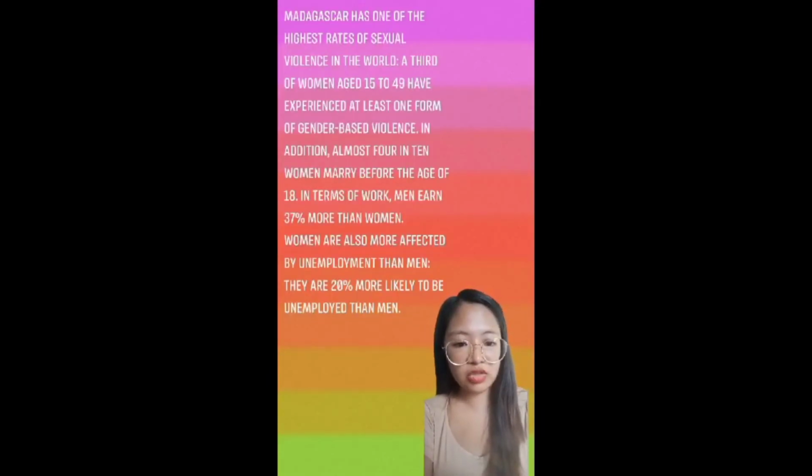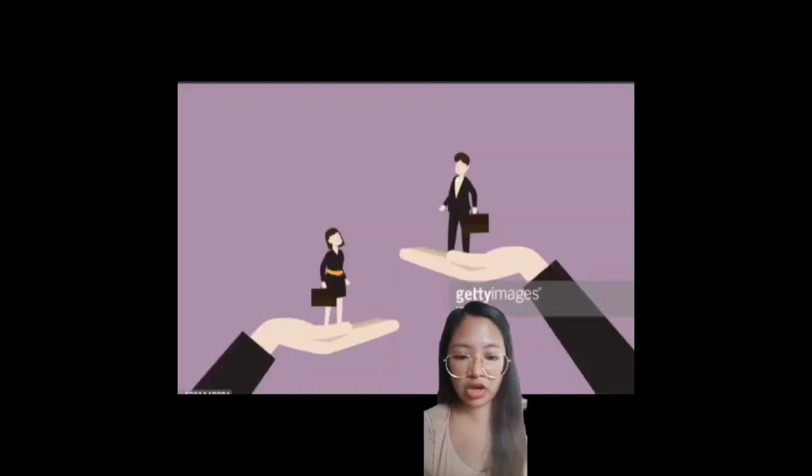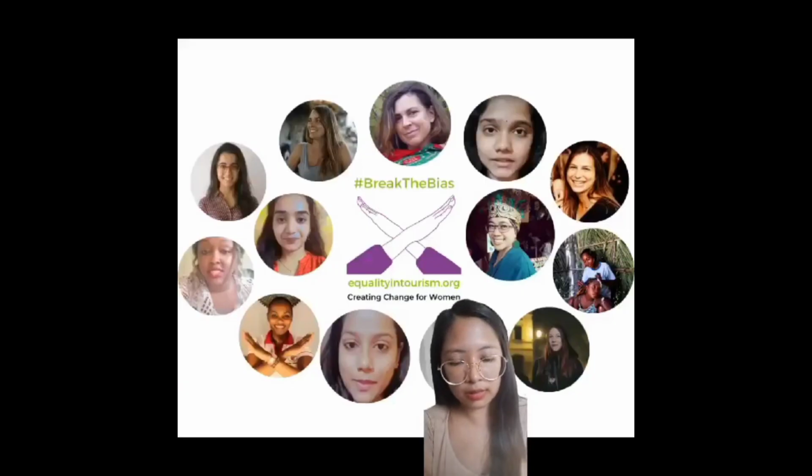Madagascar has one of the highest rates of sexual violence in the world. A third of women aged 15 to 49 have experienced at least one form of gender-based violence. In addition, almost 4 in 10 women marry before the age of 18. In terms of work, men earn 37% more than women. Women are also more affected by unemployment than men. They are 20% more likely to be unemployed than men.